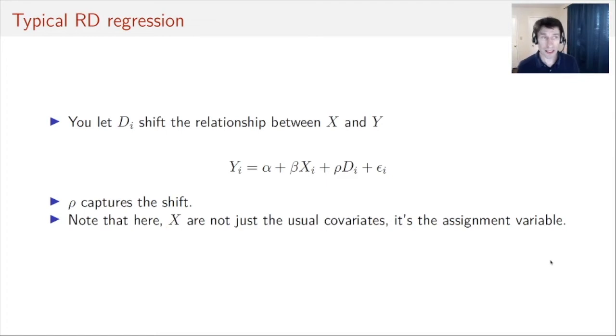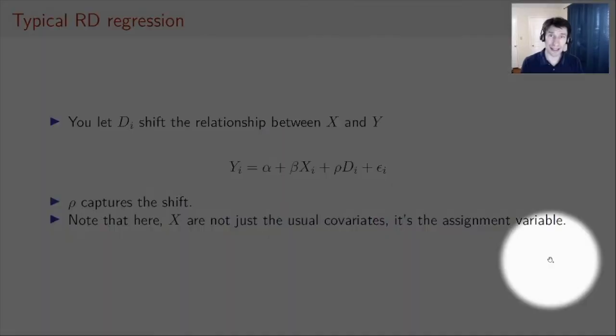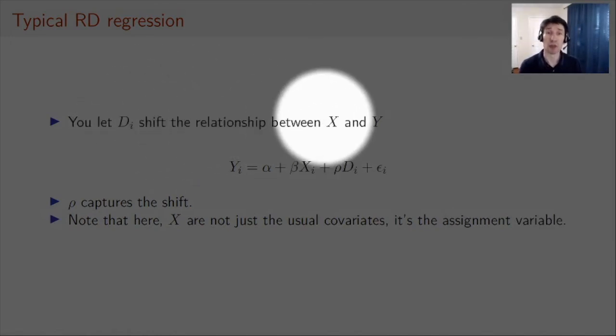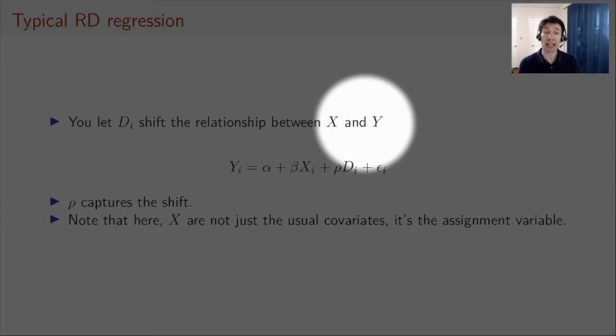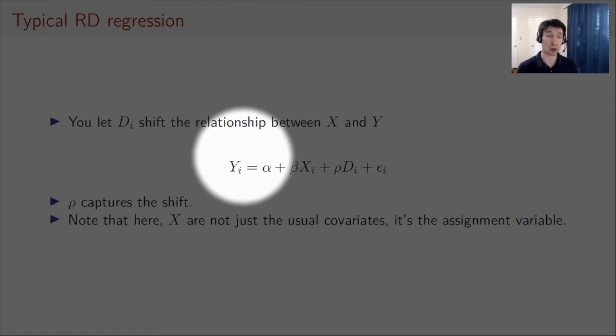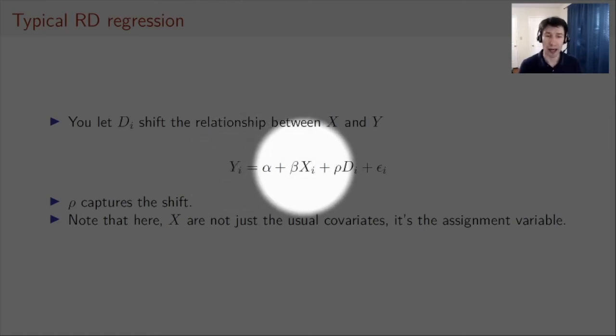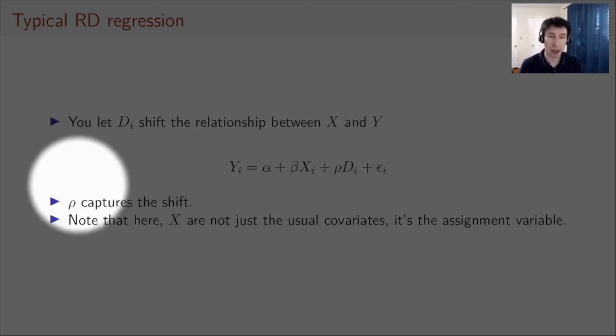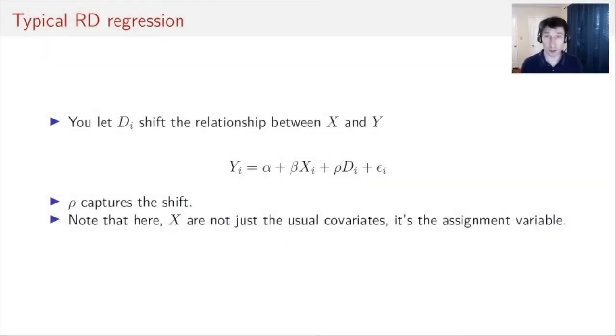Okay, so what is the typical regression discontinuity regression? Well, all you need to do is add that dummy as a shifter. So you let D_i shift the relationship between x and y. Again, x in this case is your assignment variable. It's not just any control variable. So you regress y on alpha plus beta x plus rho D. And in this case, this rho captures the shift. And of course, you could still add covariates to this.